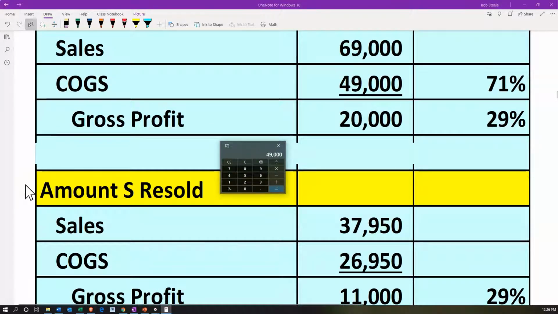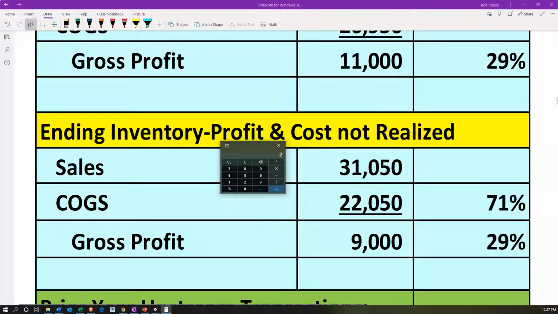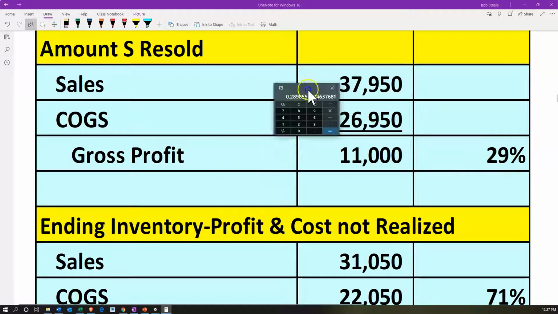And then we got the 49,000 of the cost of goods sold minus the 22,050. That's going to give us the amount of 26,950. Then we can take the 37,950 minus the 26,950, and that gives us our 11,000. If we take that and divide it by the sales price, the 37,950, we get to our same about 29%. So we're going to be using that in one of our first consolidation entry adjustments, and we're going to have to make some intercompany adjustments related to the inventory.